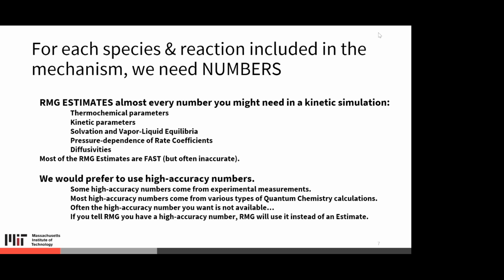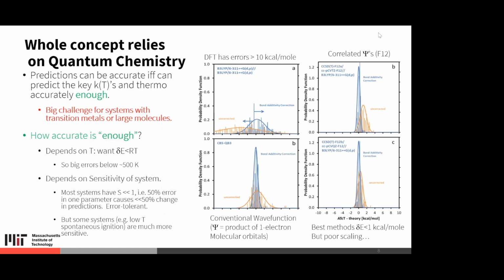But if you could somehow get the higher accuracy numbers, there are ways you can put them into RMG, so RMG will automatically include those better numbers in your model, and use those numbers instead of an estimate, or even use a number to improve the estimates of other reactions. We'll talk about that later. But this whole concept, you can see, now relies on quantum chemistry.